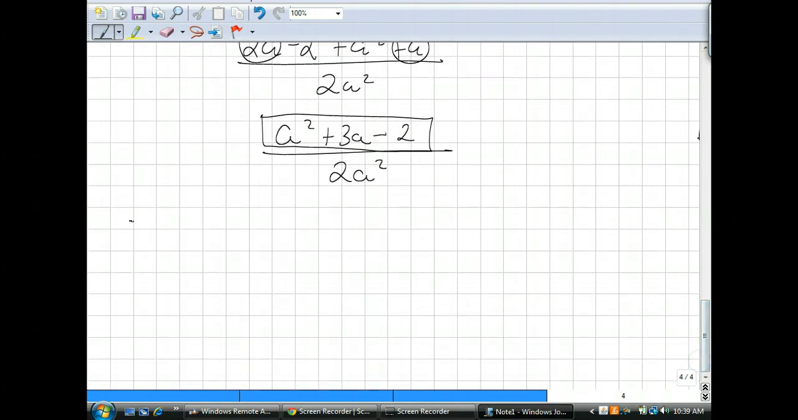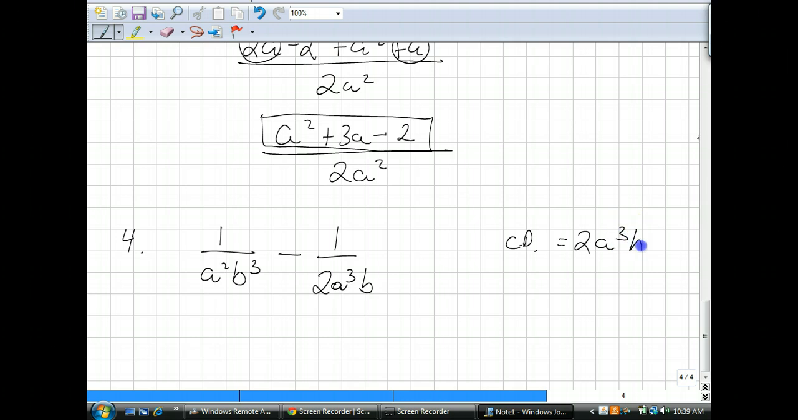Example 4. I have 1 over a squared b cubed minus 1 over 2a cubed b. Okay, step number 1, find the common denominator. So there's going to be a 2 in it, there's going to be an a cubed, and there's going to be a b cubed. Right? Because we find the least common multiple of a squared b cubed and 2a cubed b.